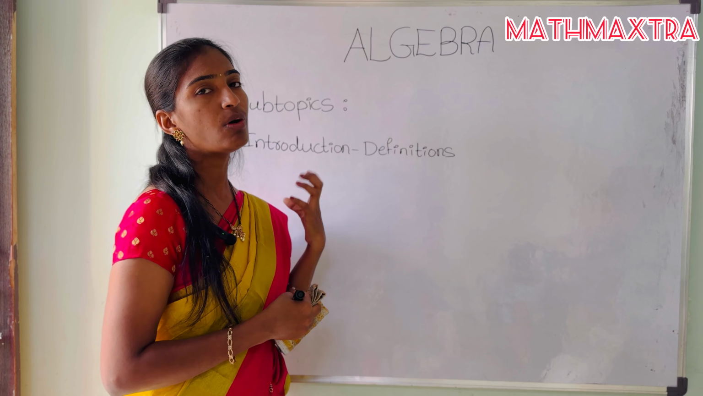Our first definition is constant. Very often we use the word constant. So what does it mean? Constant is nothing but a fixed quantity. Fixed quantity means it doesn't vary. Always, whenever you take that value, it doesn't change anywhere.